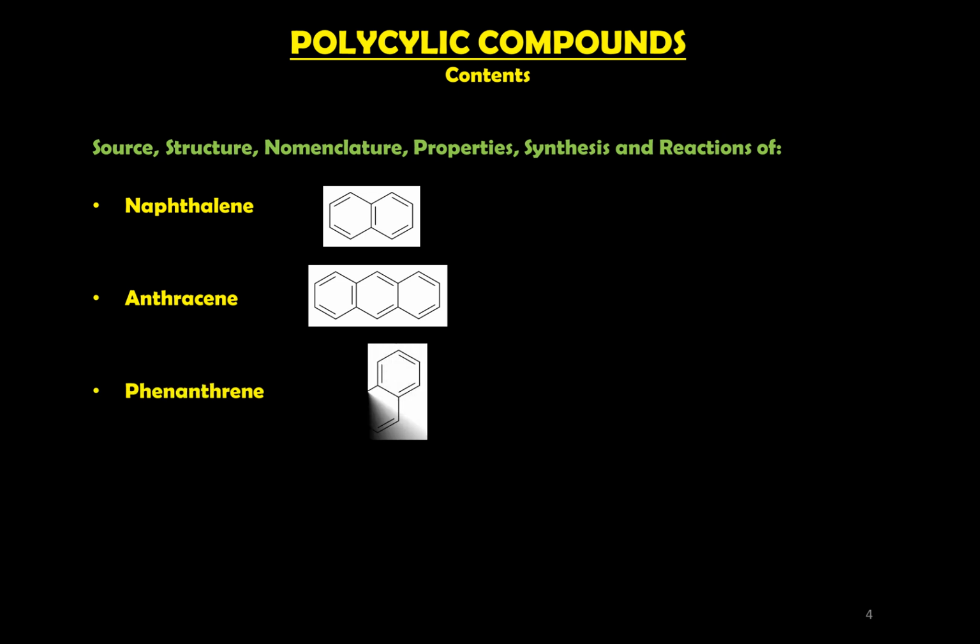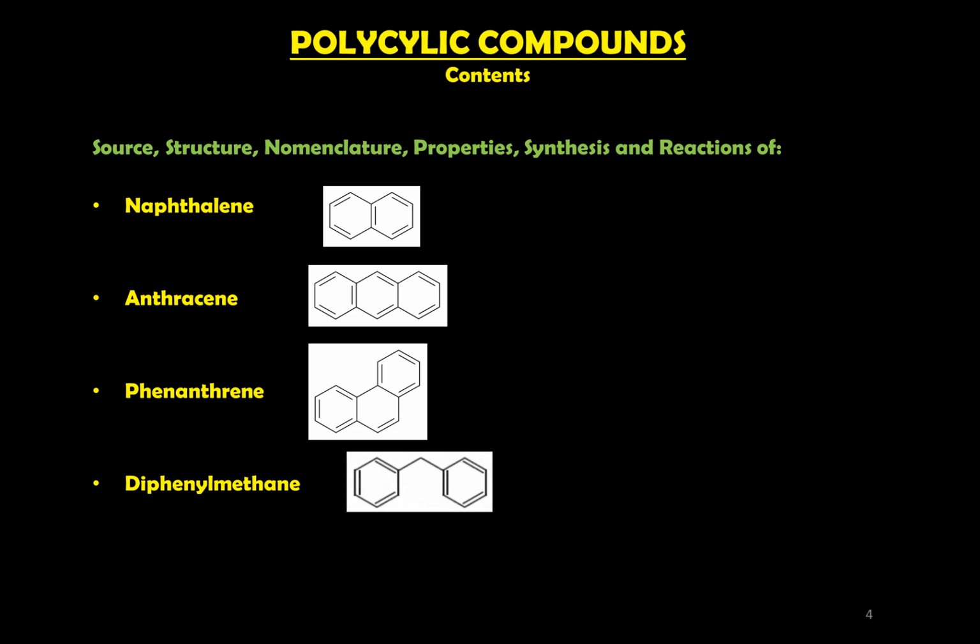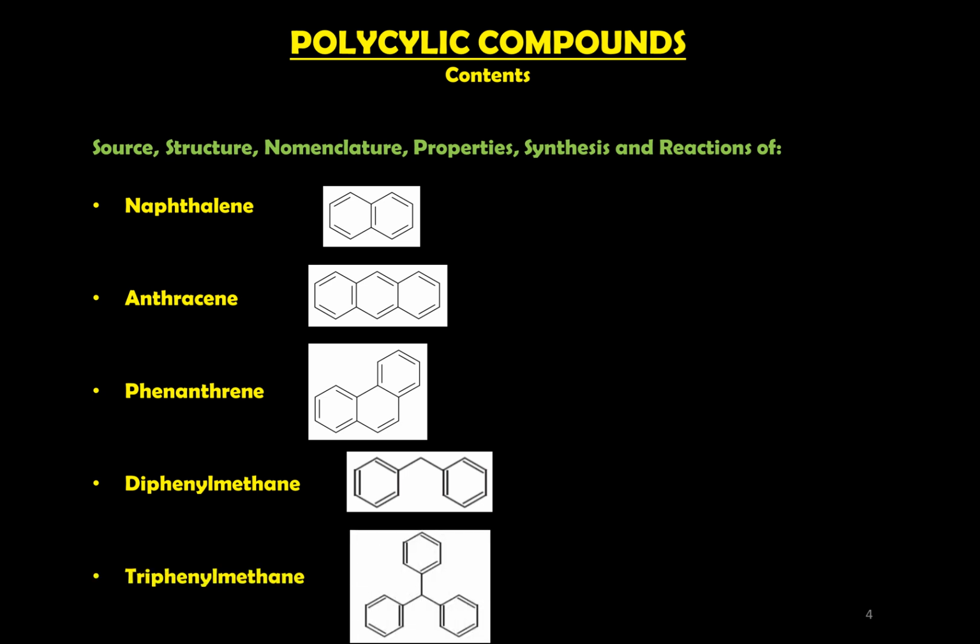Phenanthrene is a structural isomer of anthracene, but the fashion in which the benzene rings are fused together is called angular fashion. We also have other derivatives which we are going to cover in later videos, such as diphenylmethane, medicinally very important, also called benzhydryl, and we have triphenylmethane, also called trityl. Now let us first deal with naphthalene in detail.